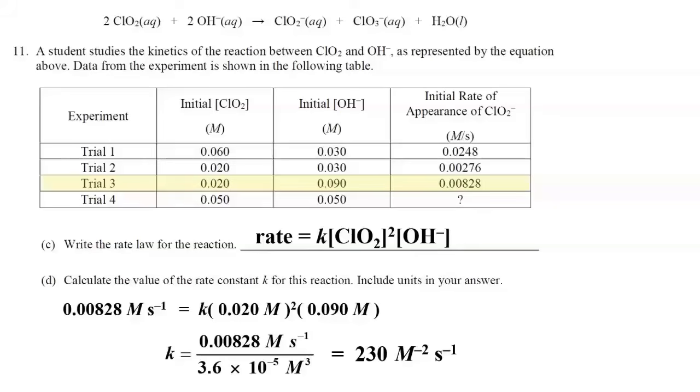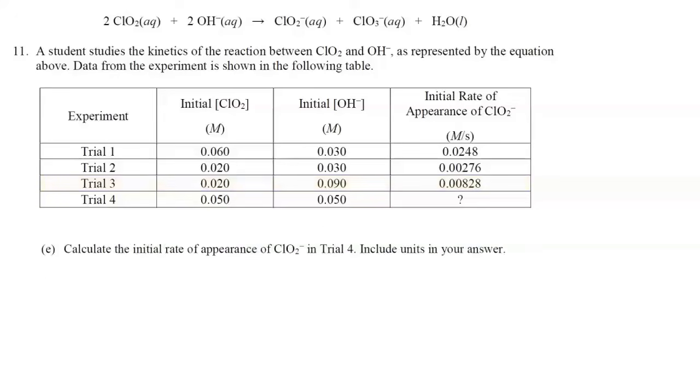Now on to part E of this question. Calculate the initial appearance of ClO2 minus in trial 4. And what I did here is I have the initial concentration of ClO2, which is 0.050 moles per liter. I have the initial concentration of hydroxide, which is also 0.050 moles per liter. But now the question mark is, what is the rate?